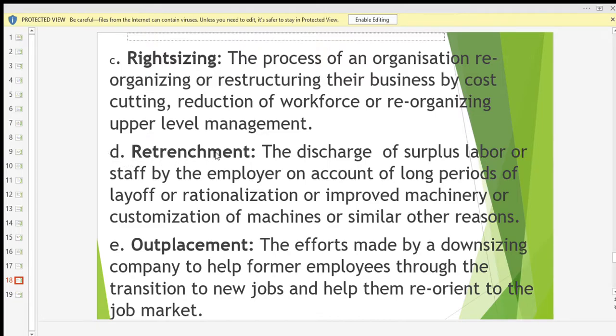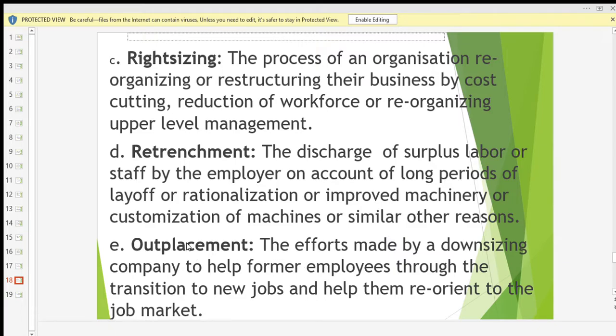Then we have retrenchment, the discharge of surplus labor or staff by the employer on account of longer periods of layoff or rationalization or improved machinery, customization of machines, or similar other reasons. Here the organization has more labor than it needs, so it decides to lay off the surplus labor on account of long periods of layoff. They can lay them off, maybe when they even got machines to do the work that is supposed to be done by the real employees.